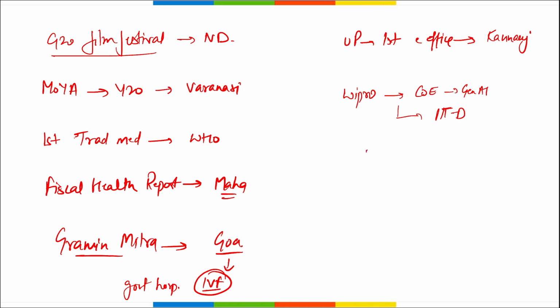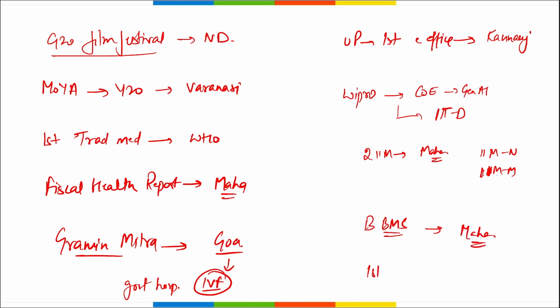Then which is the state to have two IIMs? It is Maharashtra, correct? IIM Nagpur and IIM Mumbai, right? Then apart from this, tell me, Bhagwan Birsa Munda scheme was launched in which state? It was launched in Maharashtra government.